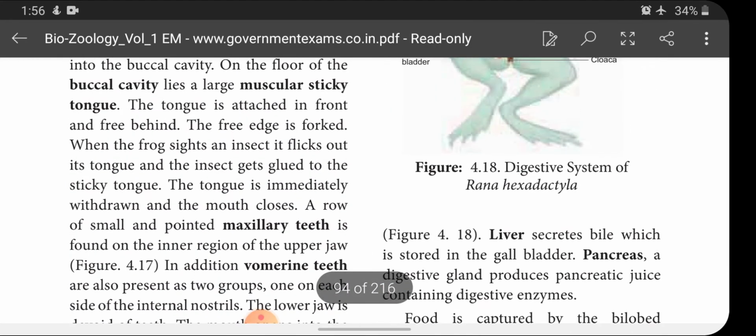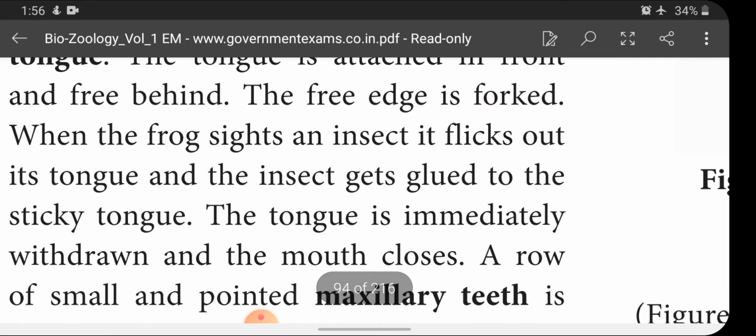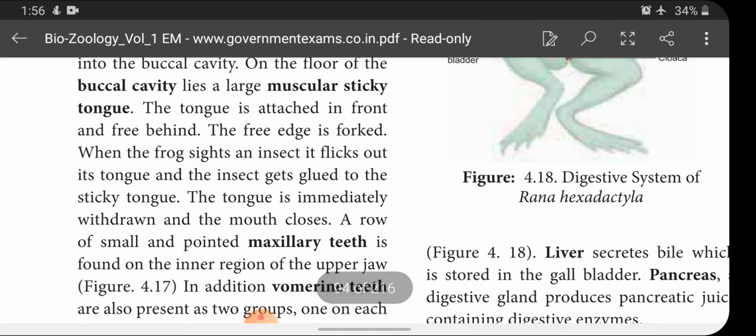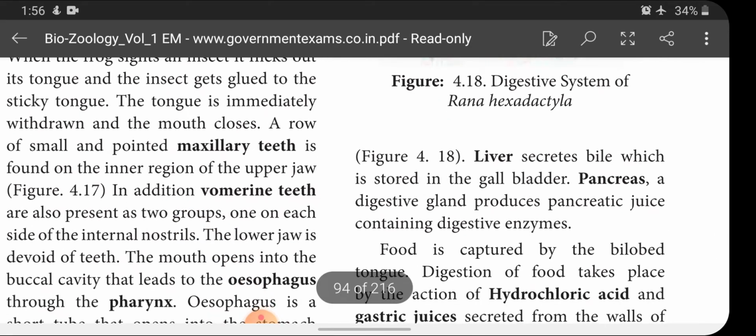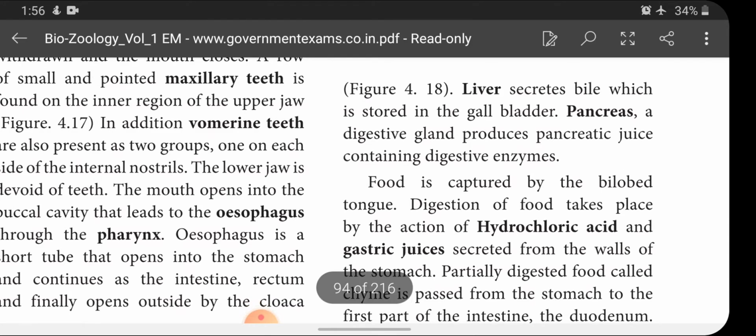And next, the liver and pancreas are glands like ours also. The liver secretes bile, which is stored in the gallbladder. The pancreas, a digestive gland, produces pancreatic juice containing digestive enzymes. So there are two glands present in the frog: one is the liver, another is the pancreas.